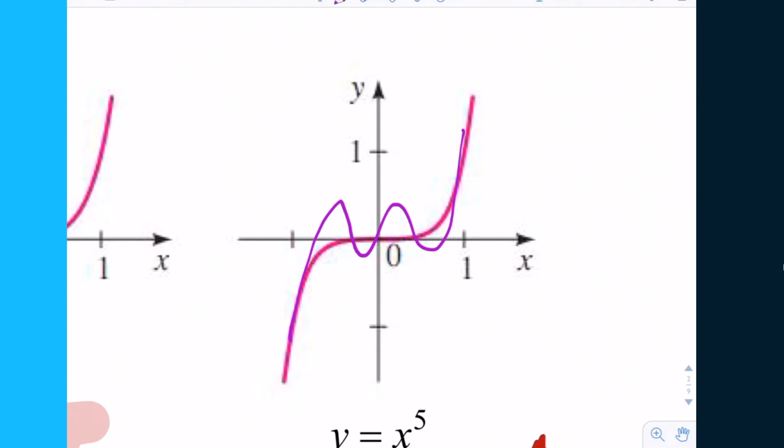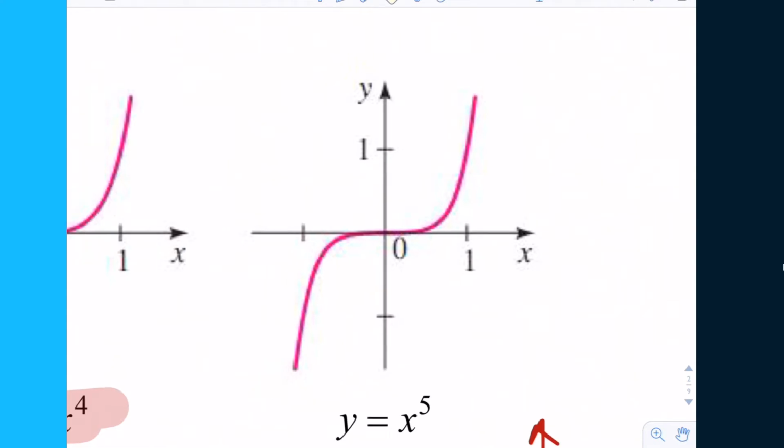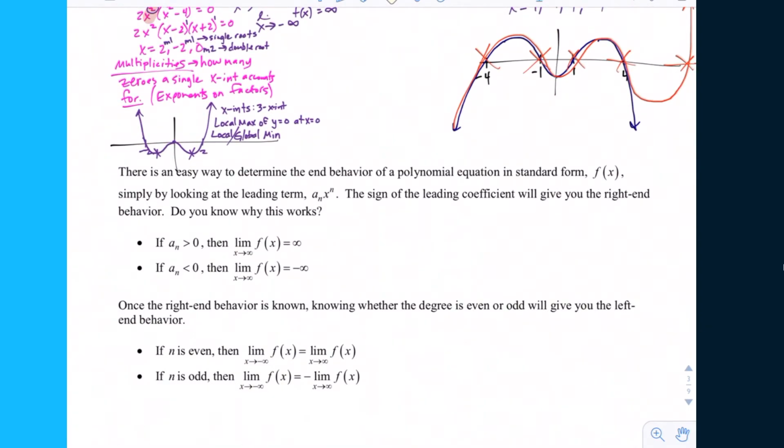I'm not going to hold you accountable to multiplicity 5 because it's very hard to tell without quantifying the difference between a degree 5 twist and a degree 3 twist. What I'm going to expect you to do is look at a graph and determine if it's a single root, a double root, or a triple root, just from the graph. A single root is a cross, a double root is a bounce, and a triple root is an inflection point or a wiggle. Cross, bounce, wiggle, maybe it's a dance.